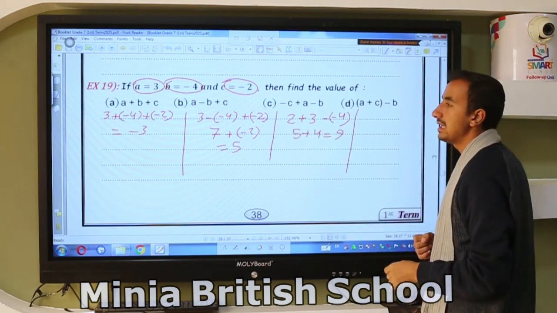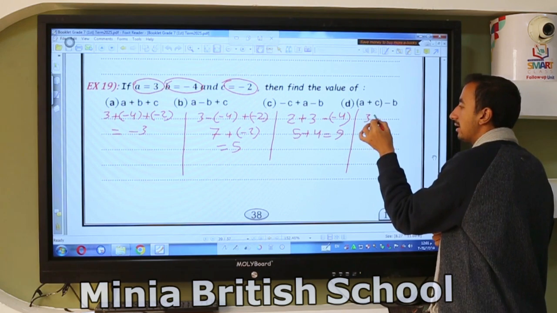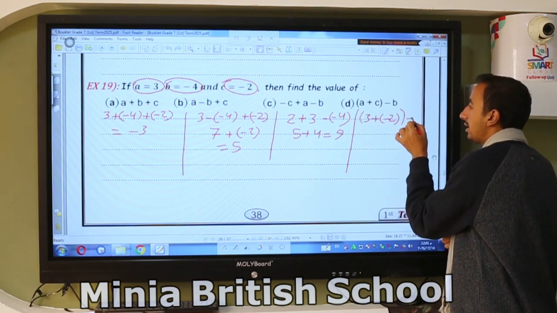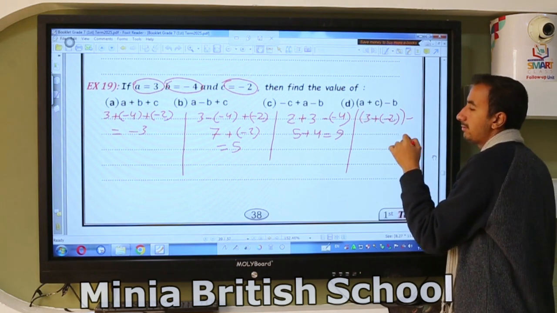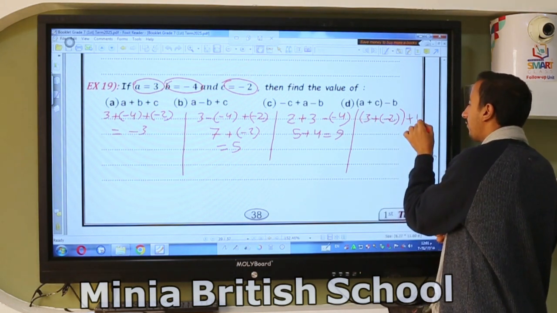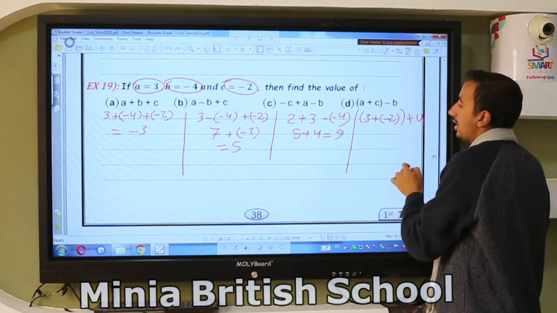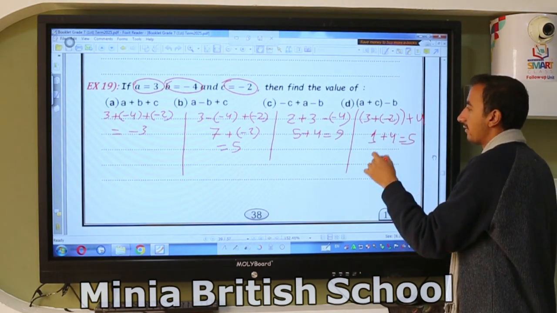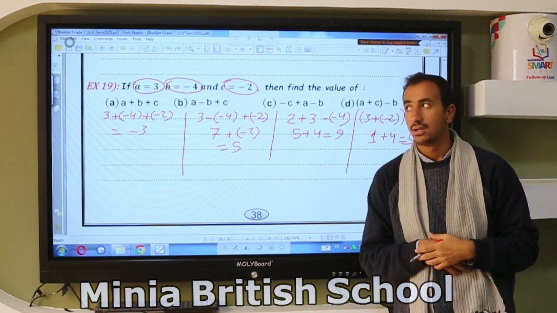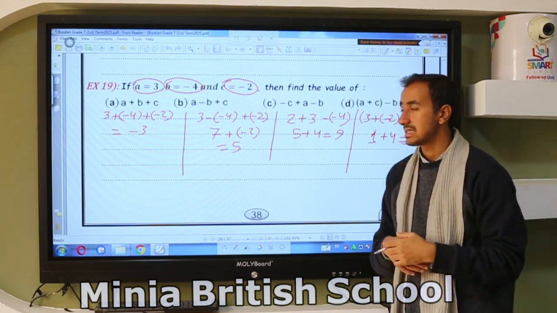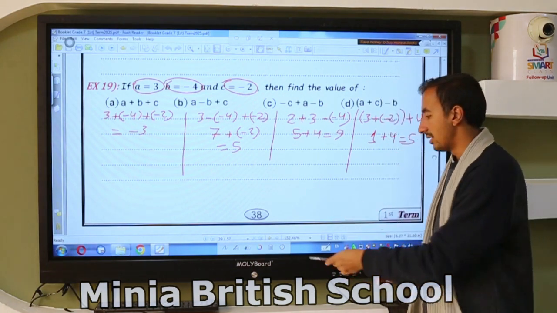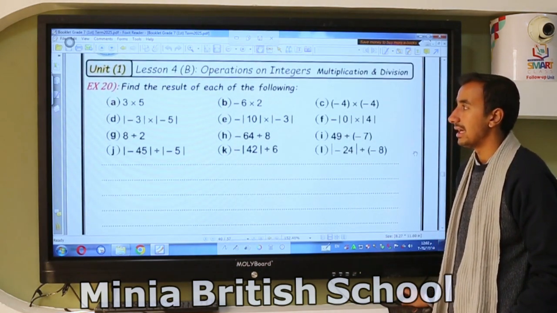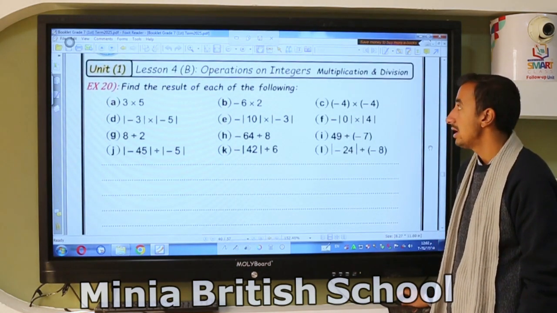Here letter D, a plus c: 3 plus negative 2 minus b, minus negative, it will be positive 4. Here 1 plus 4 will be 5. Okay, that's the answer of exercise 19. Let's take the second part of this lesson.